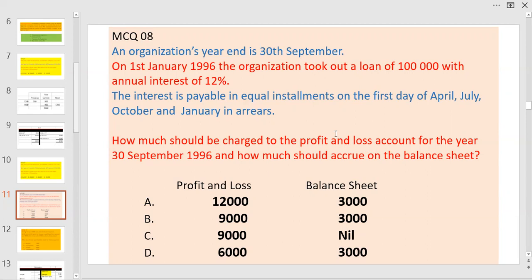We will take a logical approach to answer this question. Since the loan was there only for 9 months in the current period, it will be 9,000 interest, thereby eliminating options A and D. Since the payments are made on the first day of the next quarter, after 30th September there will be an accrued expenditure of 3,000. Therefore, the answer is B.